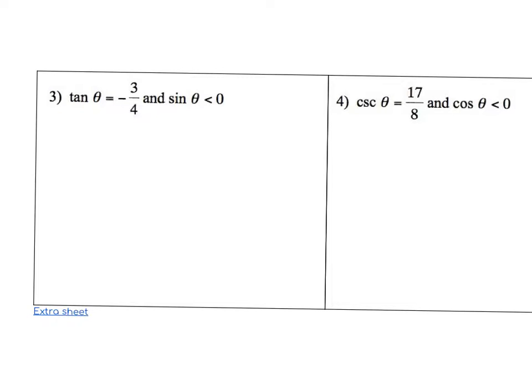We might as well add some other information here because we don't really have an instruction, at least not on this page. So I'm going to say this, we're trying to find cosine of theta.